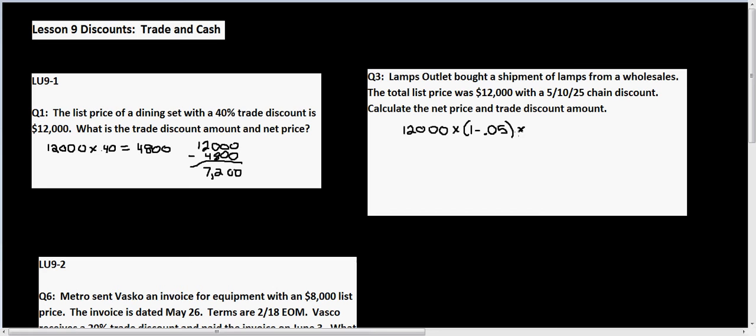Multiply that again by the second discount. 1 subtract 10%. 10% is 0.10. I often see students put the decimal spot in the wrong place, so be very careful with this. Multiply that then times the last discount. 1 subtract 0.25.